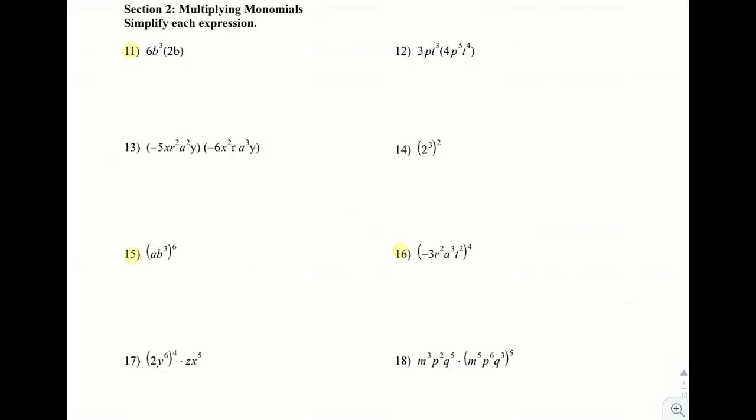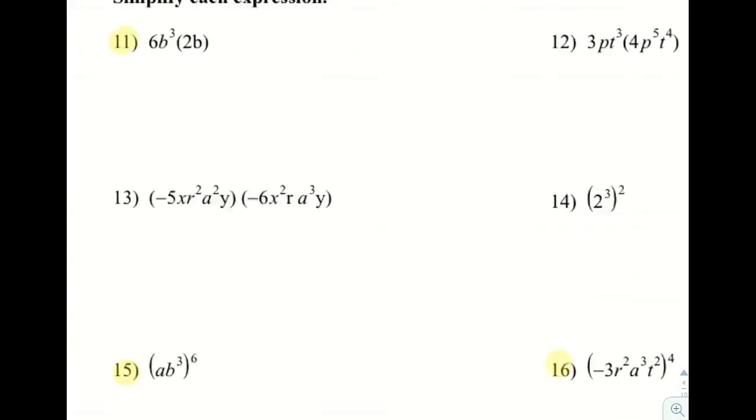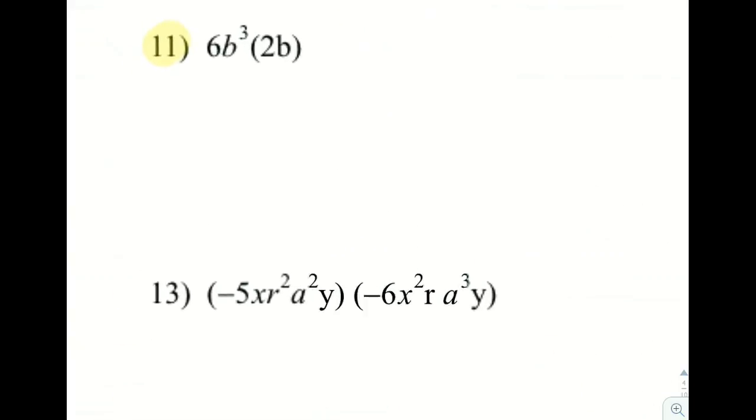We're looking at section 2, multiplying monomials, and we're going to go ahead and work through a few different examples here. So we're going to start with this one. We see 6b cubed times 2b. The parentheses mean times. Now, what's a little bit tricky about this problem is the way that it is written.